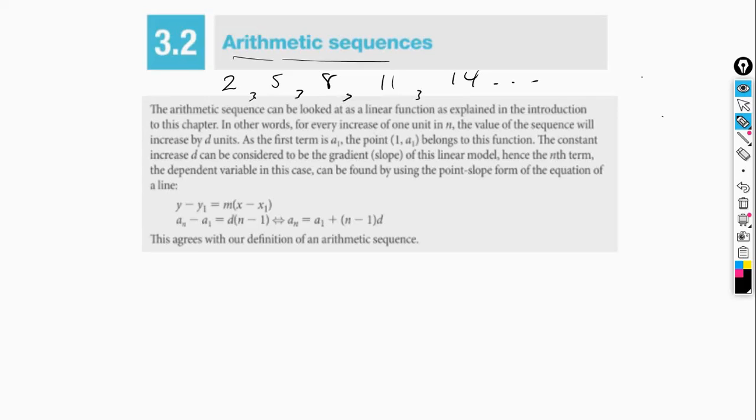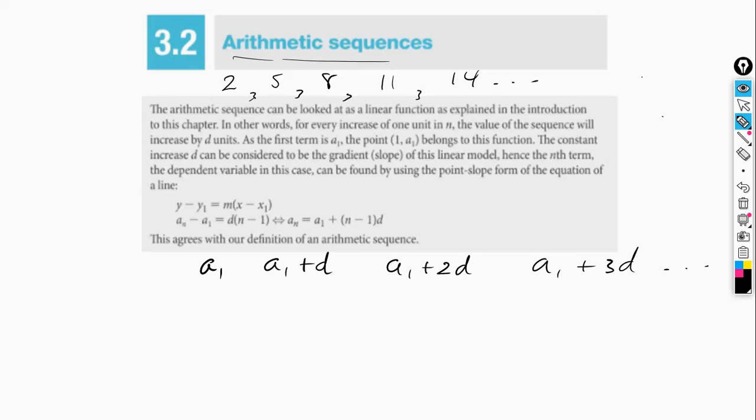So how can we generalize this? Let's suppose that the first term in general is a sub 1. That would be our first term, and we have a common difference of d. So what would be the next term? The next term would be a1 plus d. What would be the term after that? It would be a1 plus 2d. And the next one would be a1 plus 3d, and so forth.